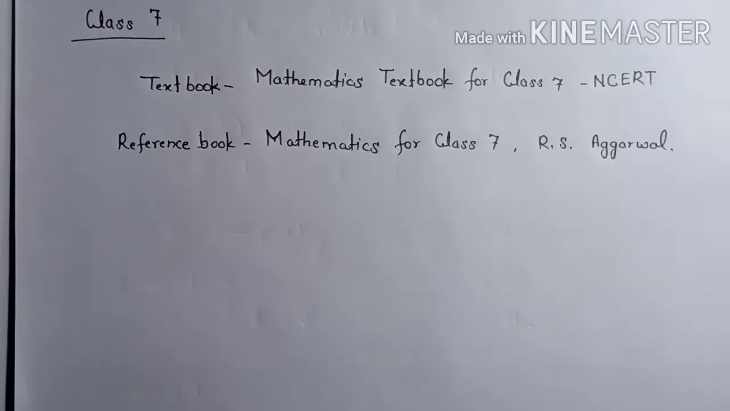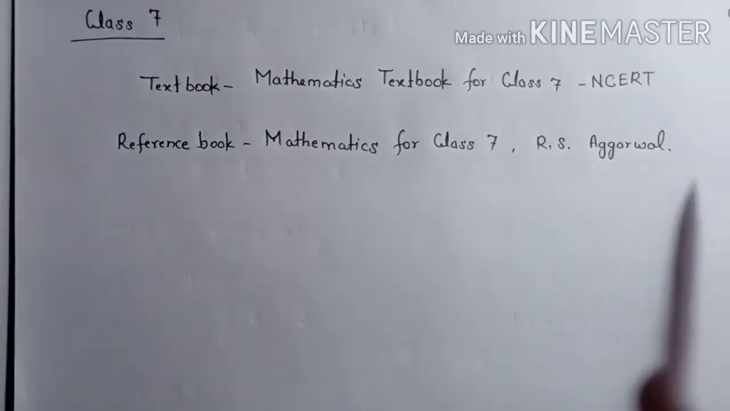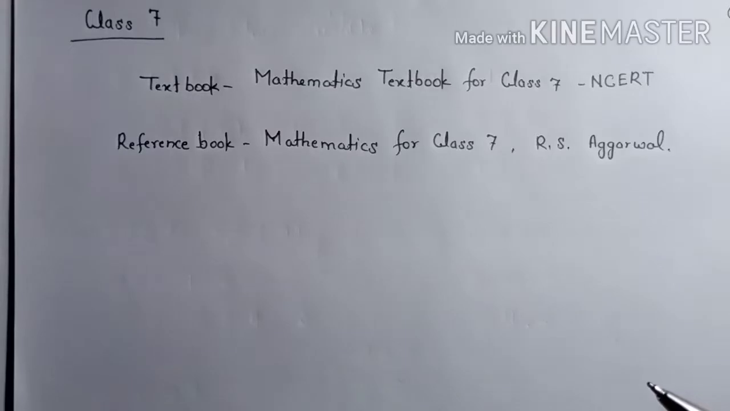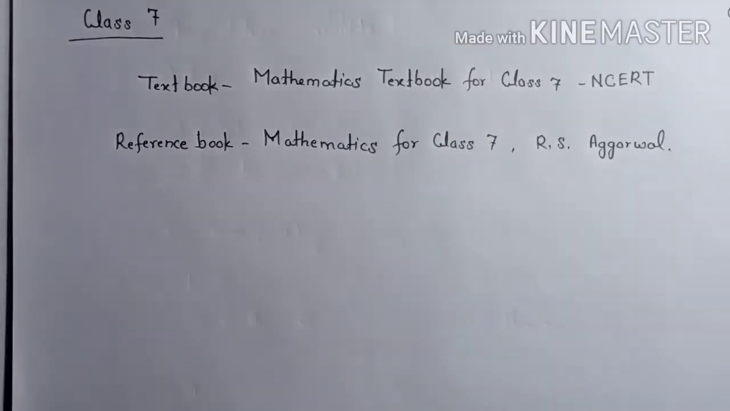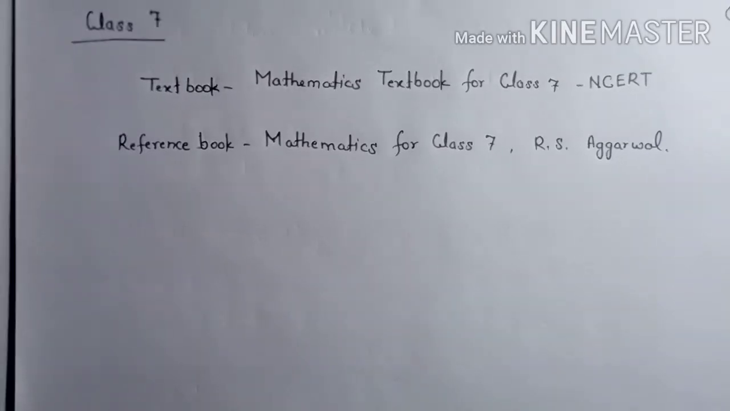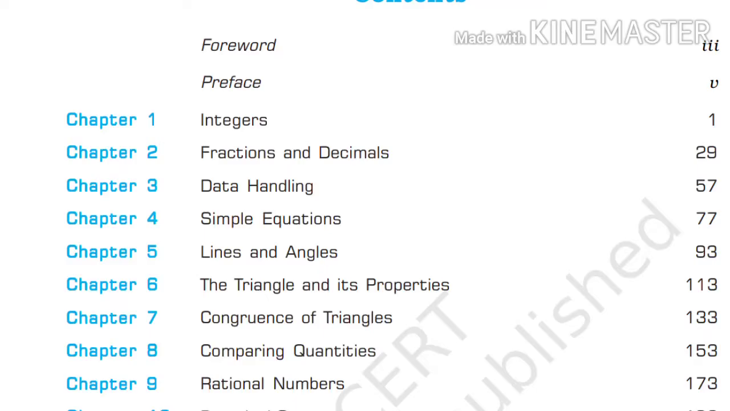In class 7, the textbook for mathematics that we are going to follow is Mathematics Textbook for class 7 by NCERT, and there is another reference book, Mathematics for class 7th, by R.S. Agrawal. You can see the book by NCERT on your screen right now, and look at the contents in the book. The first topic here is integers, and we are going to begin with this topic.